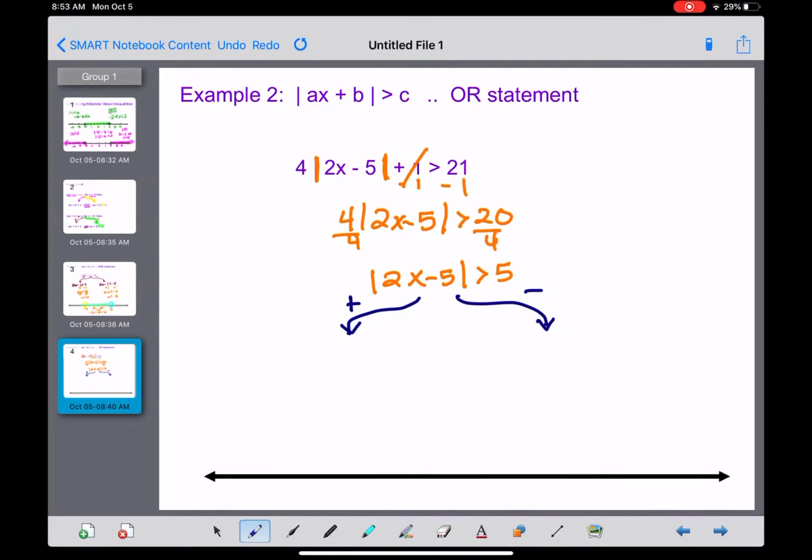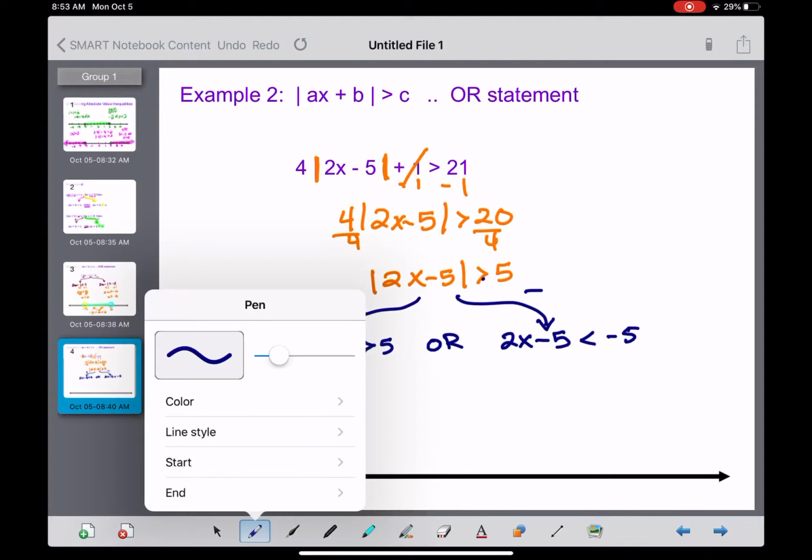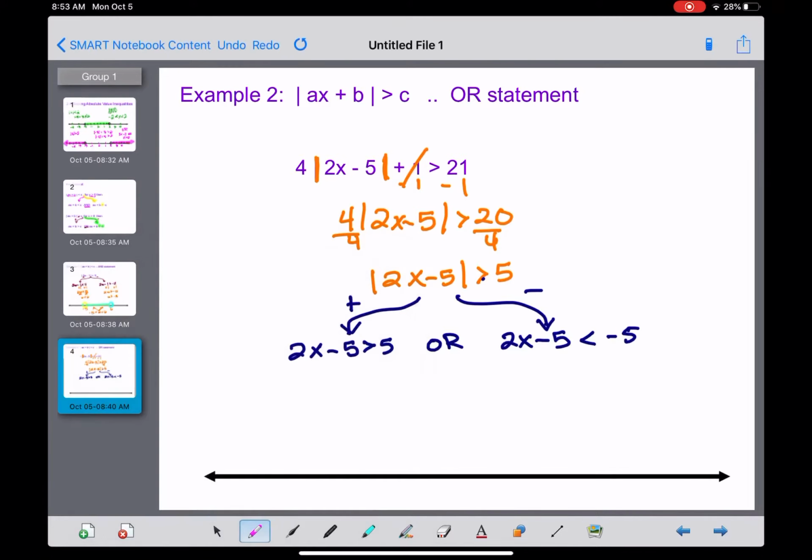Positive is exactly how you see it. 2x minus 5 is greater than 5, or on my negative side, 2x minus 5 is less than negative 5. Notice that I flipped when I rewrote my negative value. All right, then we're just going to solve. I add 5 to both sides, so 2x is greater than 10. Divide out by 2, so x is greater than 5.